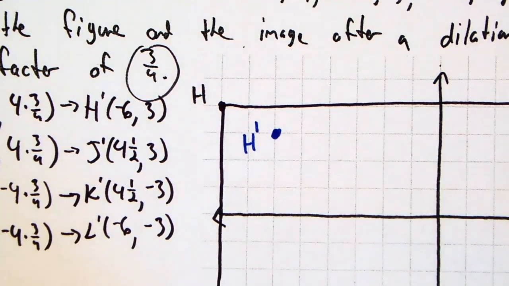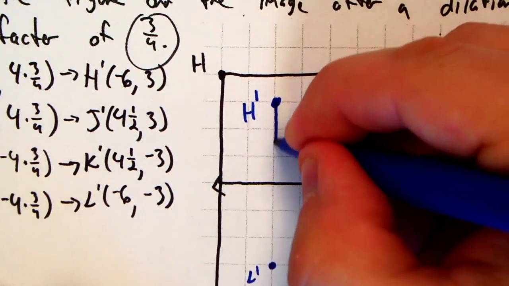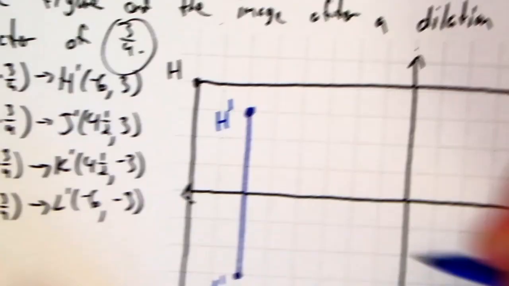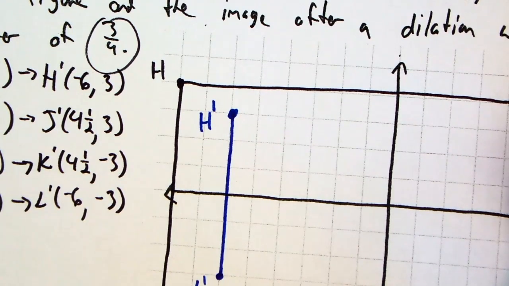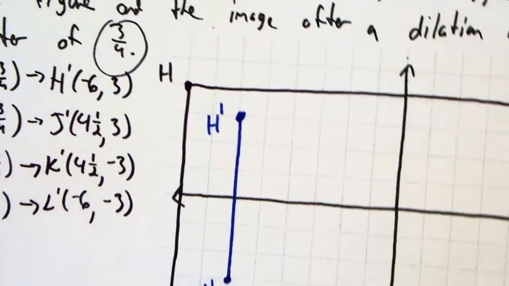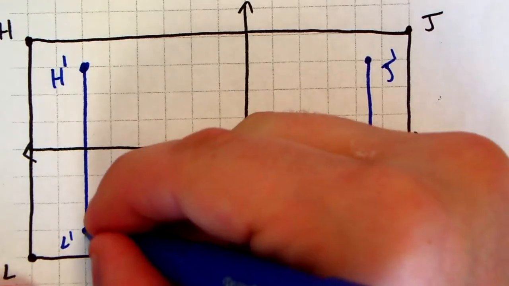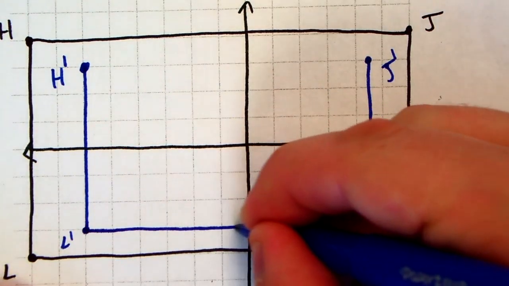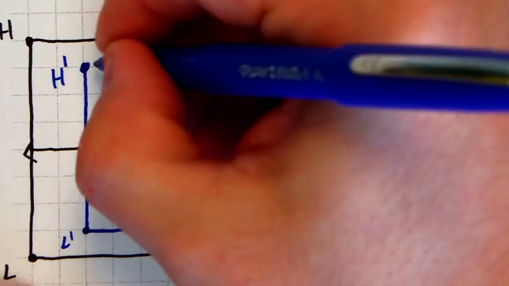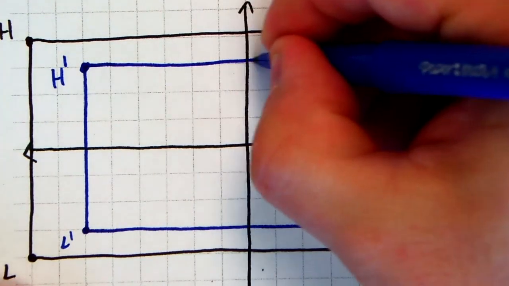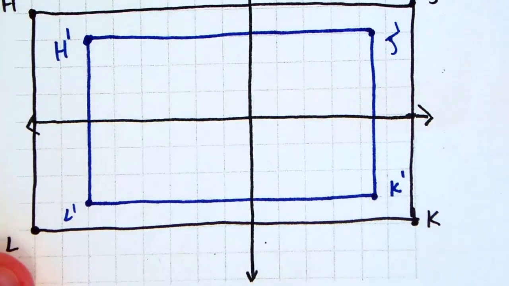So what I'm going to do is connect these ordered pairs with a line, like so, all the way across. And that is my dilated image. So the blue rectangle is the one that has been dilated by a scale factor of 3/4, and the black one is the original, or the pre-image figure.